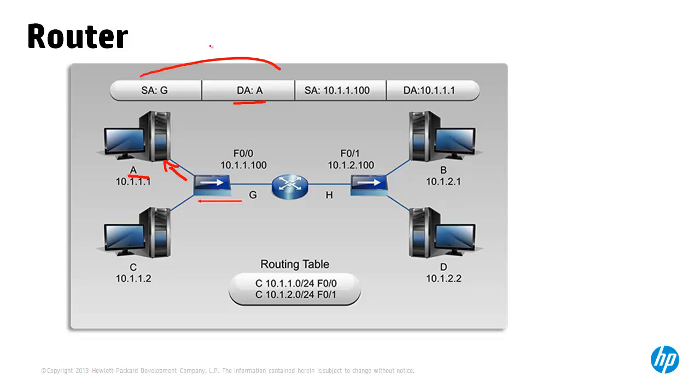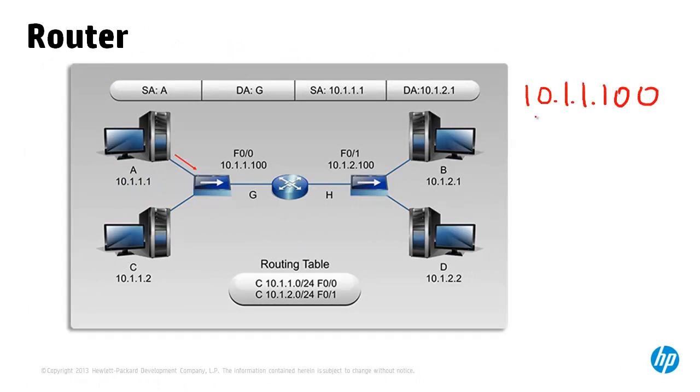So the layer 2 information is processed by the NIC. The ARP reply will be processed by higher layer protocols. Therefore, the ARP cache of the PC is now populated. PC A knows that IP address 10.1.1.100 is associated with MAC address G. So the PC can now send traffic to the network destined for the remote device 10.1.2.1.